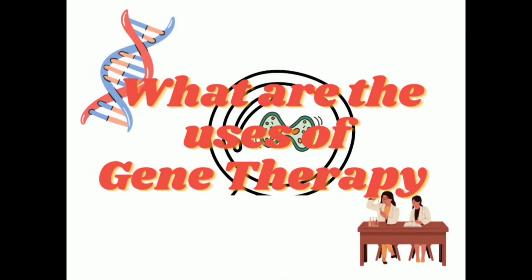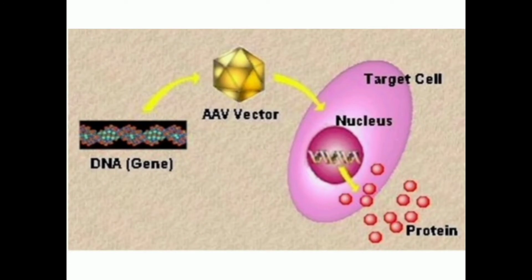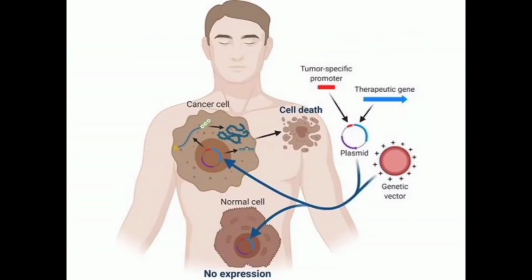What are the uses of gene therapy? The uses of gene therapy are: it replaces genes that are missing or defective to treat a genetic disorder. It also delivers genes that accelerate cancer cell destruction and provide genes that help cancer cells return to normal cells. In addition, it delivers genes that allow injured tissue to repair.